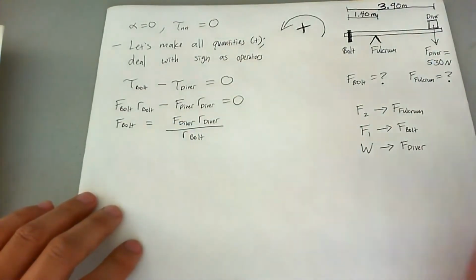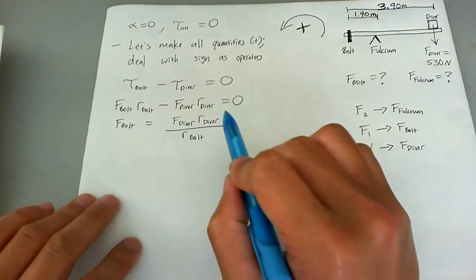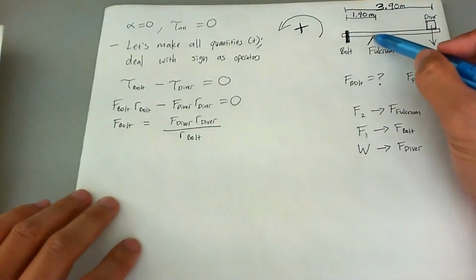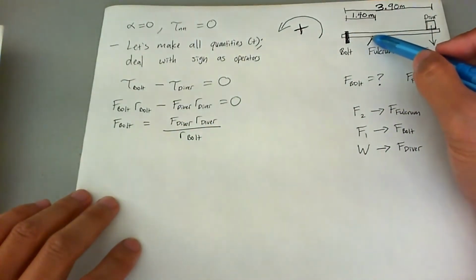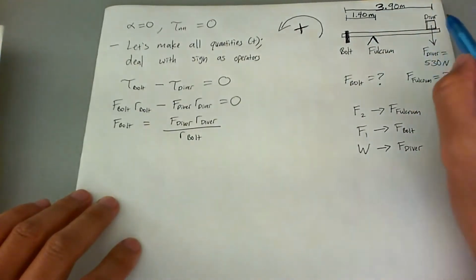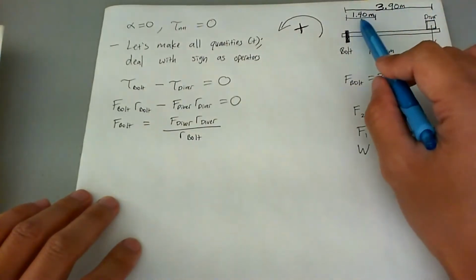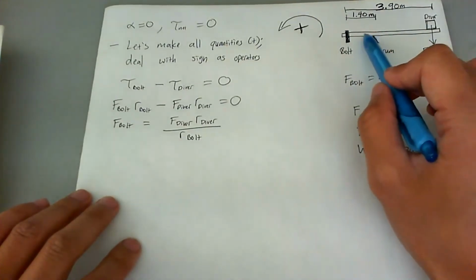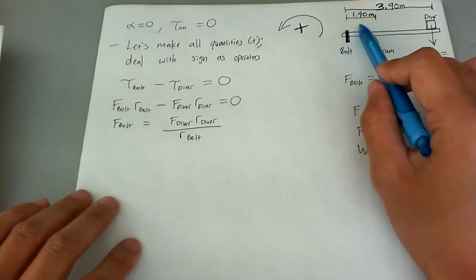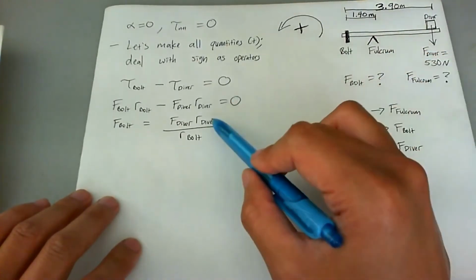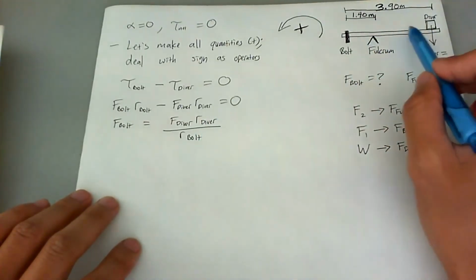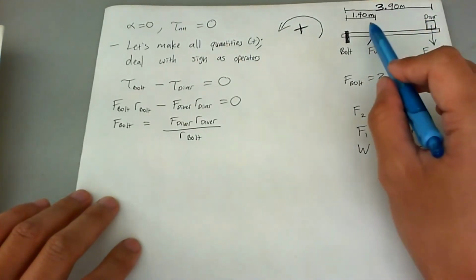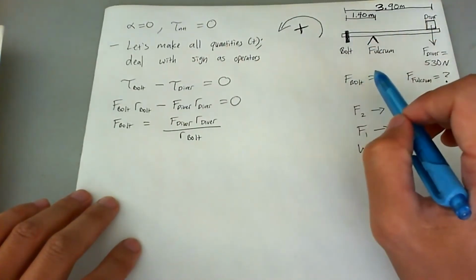F diver we know is 530 newtons. R diver is the R from the fulcrum, since the fulcrum is the reference point. That's going to be 3.9 minus 1.4. And R bolt is how far the bolt is from the fulcrum, which is labeled as 1.4 meters. So just remember that R diver in this case is going to be from the fulcrum point to the diver, which is 3.9 minus 1.4.